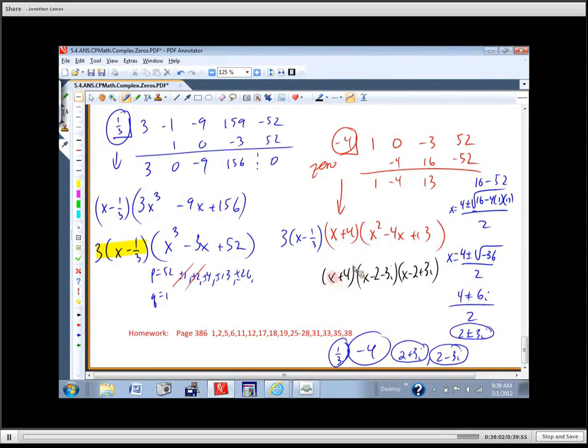Everybody watch, please. Look how nice this would be if I distributed through. This would be a 3x minus 1. There it is. There are the factors. And here are the zeros. Okay?